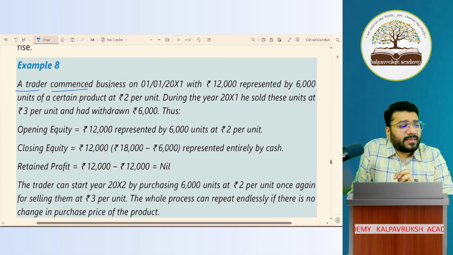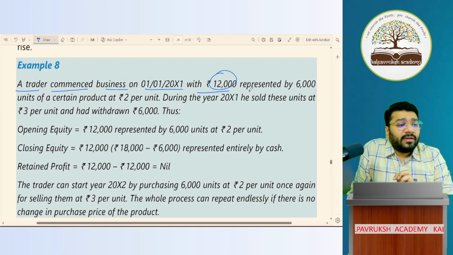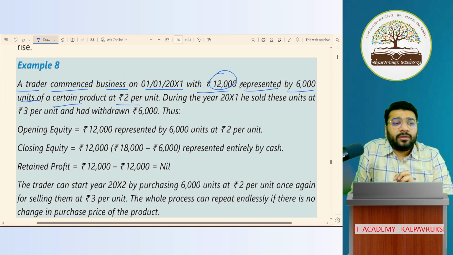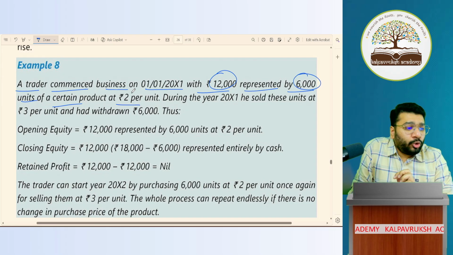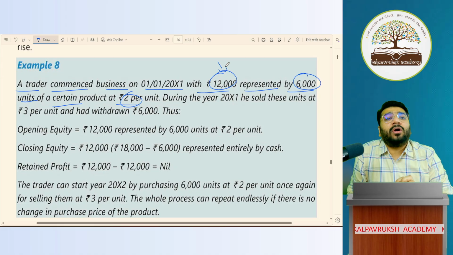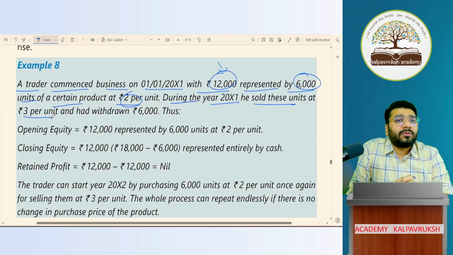A trader commenced business on 1/1/2001 with 12,000 rupees, represented by 6,000 units of a certain product at 2 rupees per unit. Means what? He has purchased 6,000 products at 2 rupees per unit. So total 12,000 rupees is the capital with which he started the business. During the year, he sold his units at 3 rupees per unit. So selling price is 3 rupees.